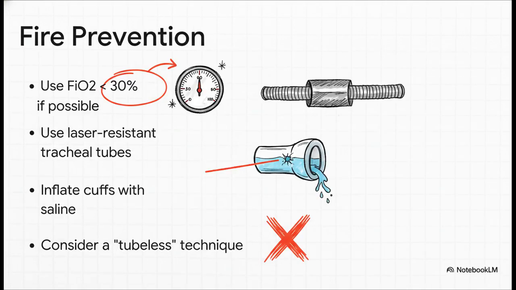First, get that inspired oxygen as low as you safely can. Use a specially designed laser-resistant tube. Fill the cuff with saline, not air. That way, if it gets hit, it quenches the fire instead of feeding it. And a great tip is to add some methylene blue to the saline so you get an instant blue flash in the airway if the cuff is breached. Or even better, just get the fuel out of there entirely by using a tubeless technique.